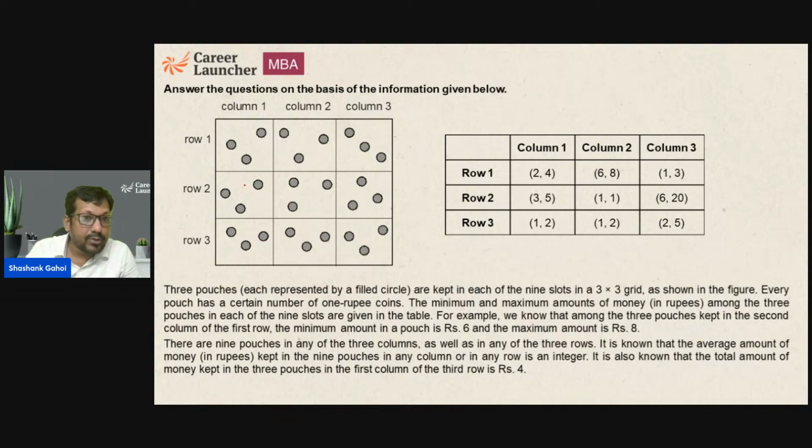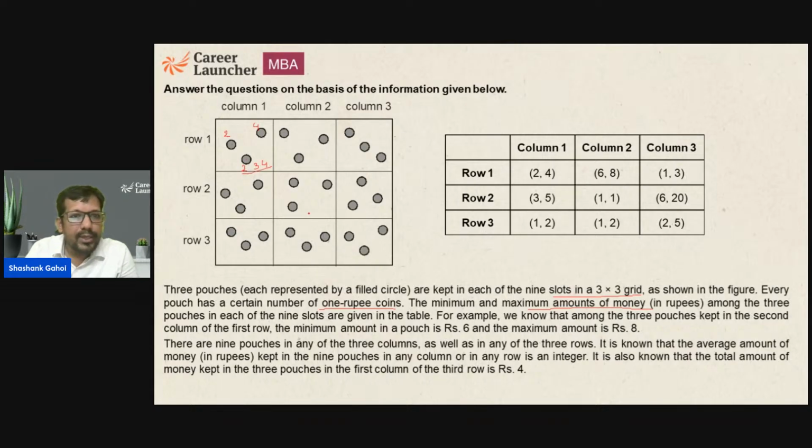Okay. There are 3 pouches. There are 9 boxes, and in the 9 boxes, you can see there are 3 pouches. They are kept in the 9 slots, a 3 by 3 grid, as shown in the figure. Each pouch has a certain number of 1 rupee coins. The minimum and maximum amount of money is given. If you look at column 1, row 1, that is this one. One pouch has 2, one pouch has 3, and 2 is the lowest value, 4 is the largest value. So the third pouch can be either 2 or 3 or 4. Any of the values is possible.